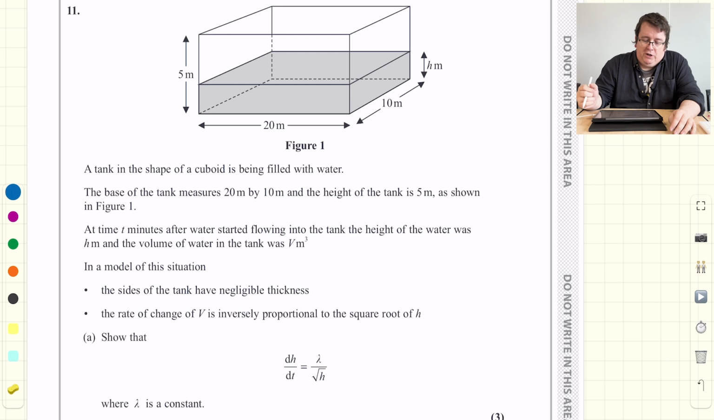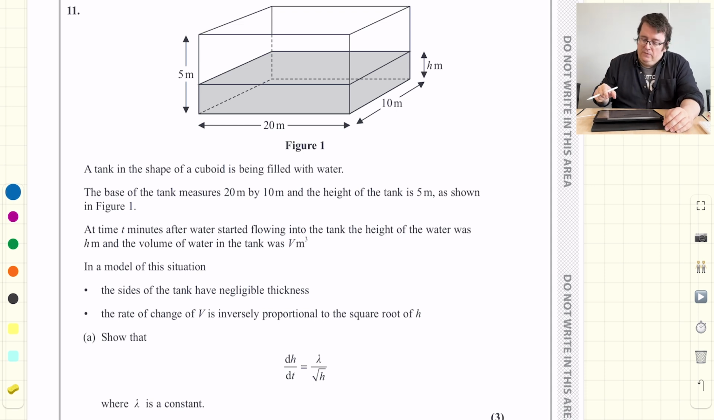Okay, right, so question number 11. A tank in the shape of a cuboid is being filled with water. The base of the tank measures 20 metres by 10 metres and the height of the tank is 5 metres, as shown in figure 1. At time t minutes after water started flowing into the tank, the height of the water was h metres and the volume of water in the tank was V cubic metres. In a model of this situation, the sides of the tank have negligible thickness. The rate of change of V is inversely proportional to the square root of h. Part A, show that dh by dt is lambda over the square root of h, where lambda is a constant.